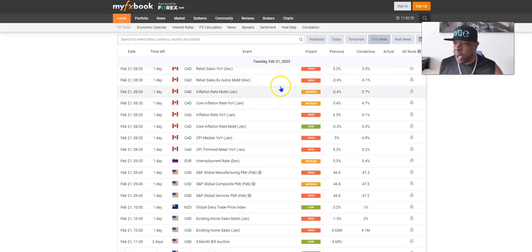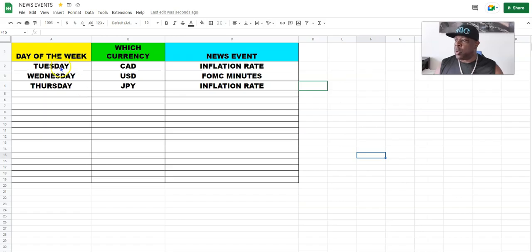See, CAD is coming out with their inflation numbers. I told you guys pay attention to inflation numbers. So therefore, look, inflation rate. So it's right here on my little quick cheat sheet. So before I take a trade, I can know in advance, okay, I need to pay attention to CAD because it could spike because, you know, inflation numbers are ruling the world right now.